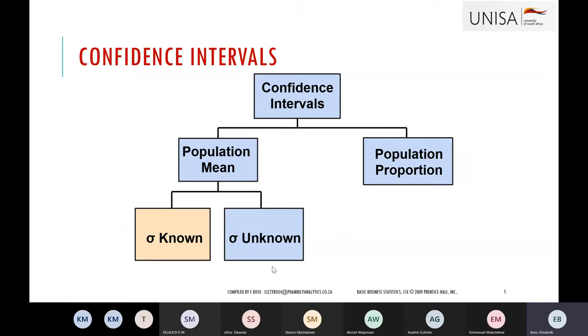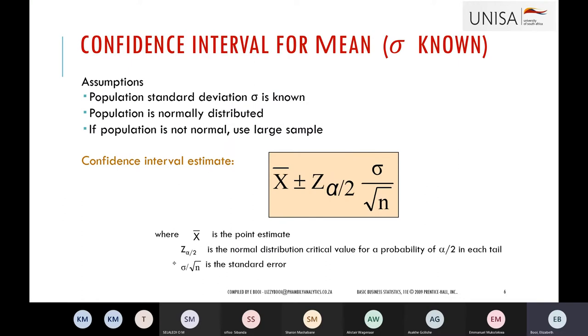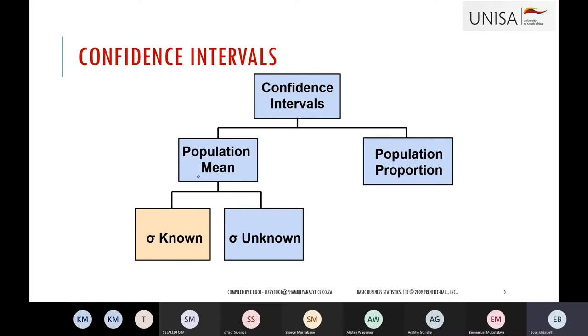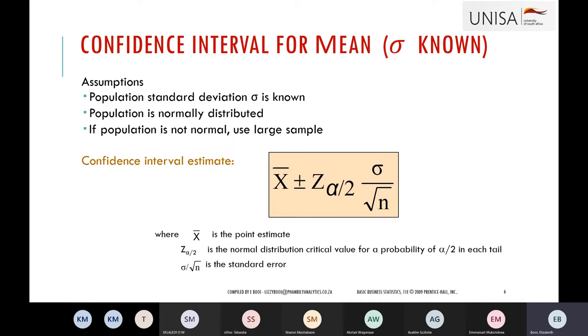So we learned that we do confidence interval for the population when the population standard deviation is known, and today we're going to continue where it is unknown, and then on Wednesday we'll do the population proportion. What we've learned about the confidence interval for the mean when the population standard deviation is known is that three assumptions need to be met. The population standard deviation has to be given or known. The population needs to be normally distributed. And if the population is not normally distributed, we need to use a large sample size.